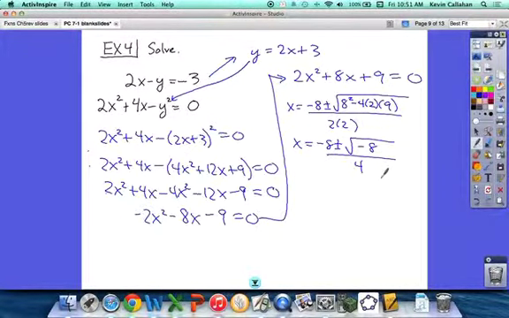So what does that tell you? You know, if you're talking about where are these things going to intersect in the plane, they're not, because they're imaginary solutions. So for our purposes, you get to that point, no solution.